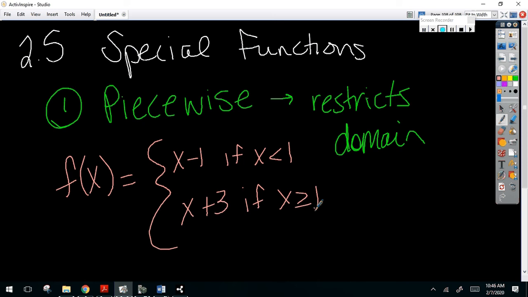x minus 1 if x is less than 1. All right, so here's what this is saying. Do we see that these are two linear equations? Yes. Linear equations are easy for us to graph, right? Sometimes. We hope that they're easy for us to graph. So the first one has a y-intercept of -1 and a slope of 1, which means I go to -1 on the y-axis, and then I go up 1 over 1.